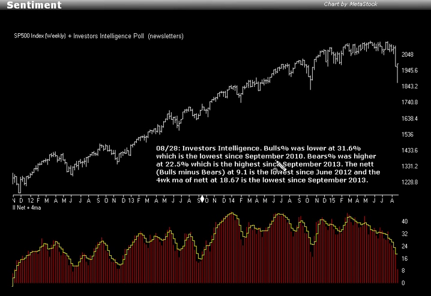We've got the Investors Intelligence poll hitting quite extreme low levels down here, but how useful this data is, I'm not sure. We've had quite a violent bounce from there. But the bulls minus bears net is at its lowest since June 2012. The 4-week moving average of that net is at 18.67. That's the lowest since September 2013. So there's been a very clear increase in bearish sentiment over the last couple of weeks, obviously.